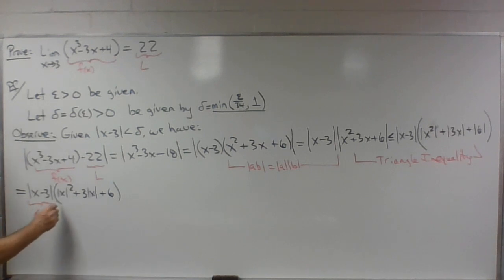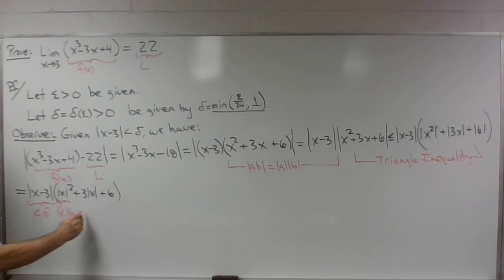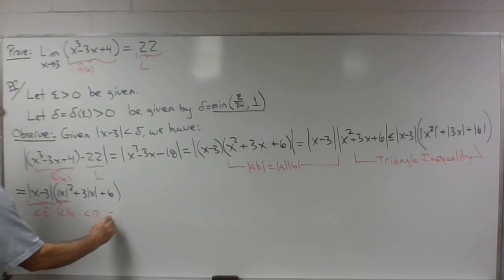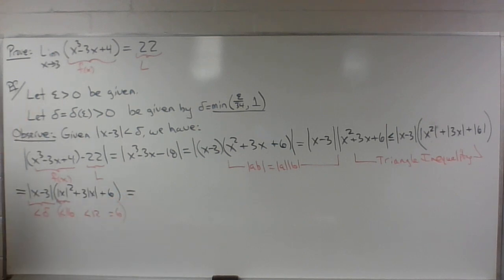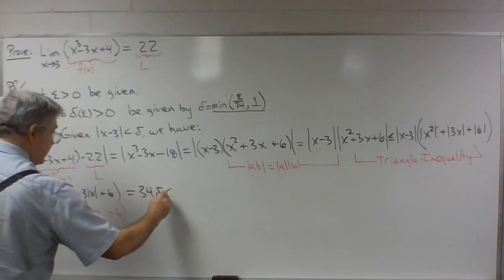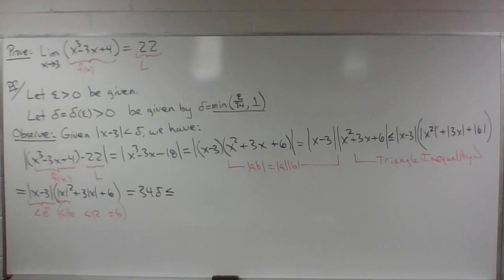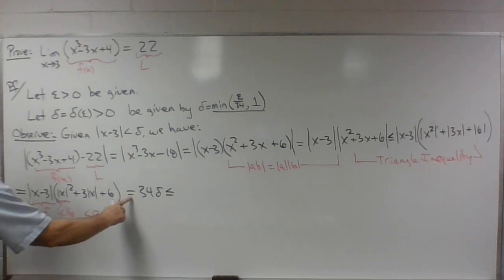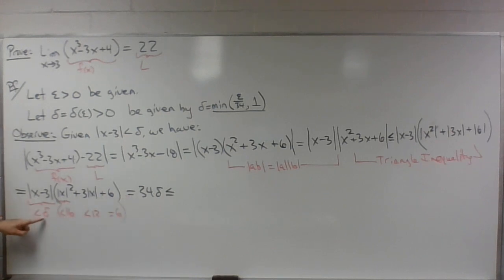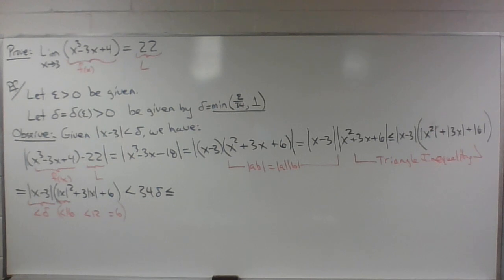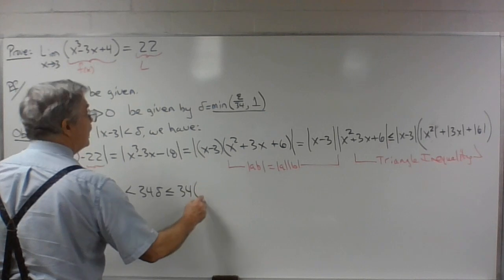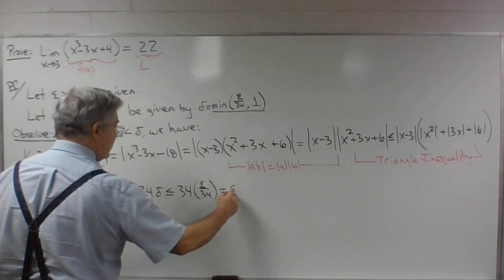Less than delta. X squared is less than 16. 3x is less than 3 times 4, less than 12. And what did that amount to? Let's see, 28 plus 6 is 34. 34 delta, which is... Do I need an equal sign there? I sure don't think so, because this is less than delta. This is less than 16. This is less than 12. No, I need less than right here. And 34 delta, that's less than or equal to 34 epsilon over 34, which is epsilon.